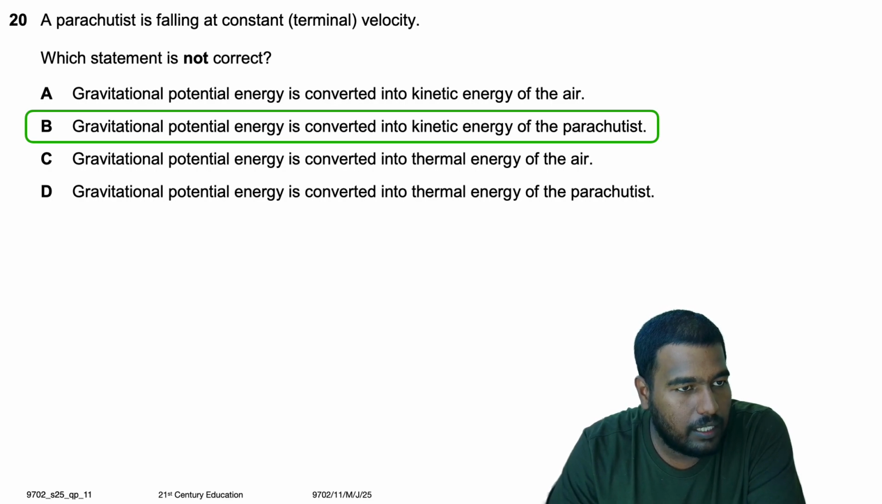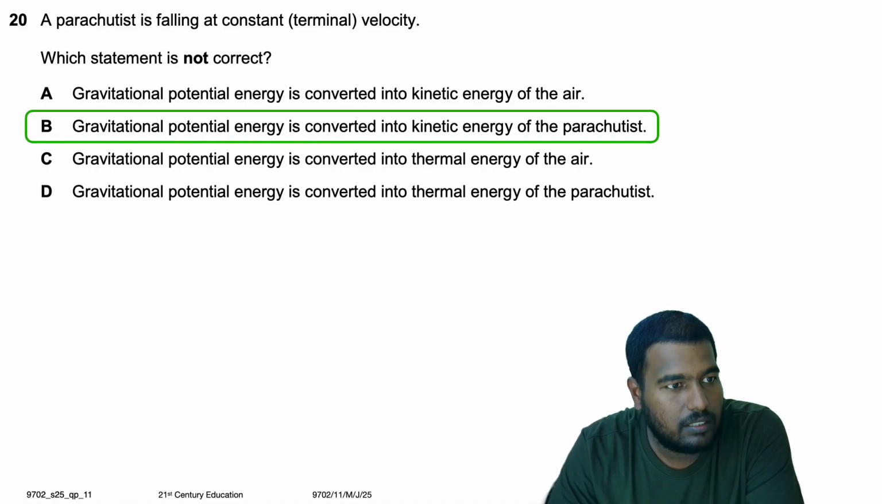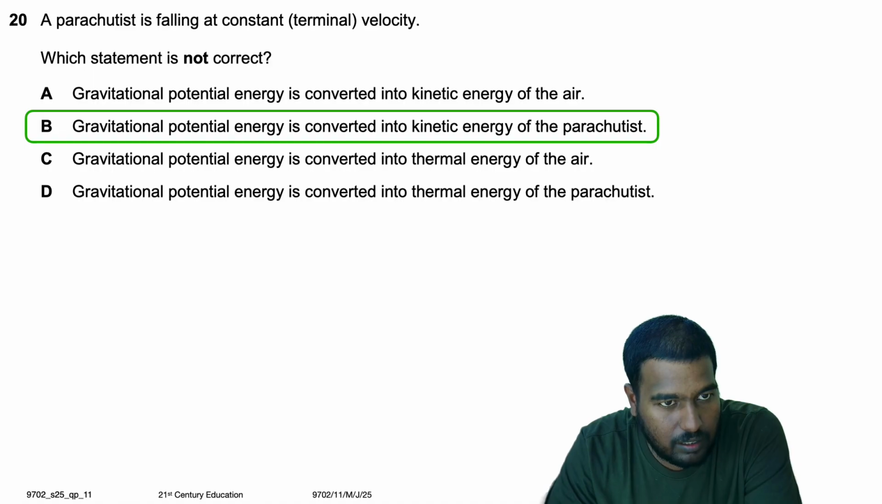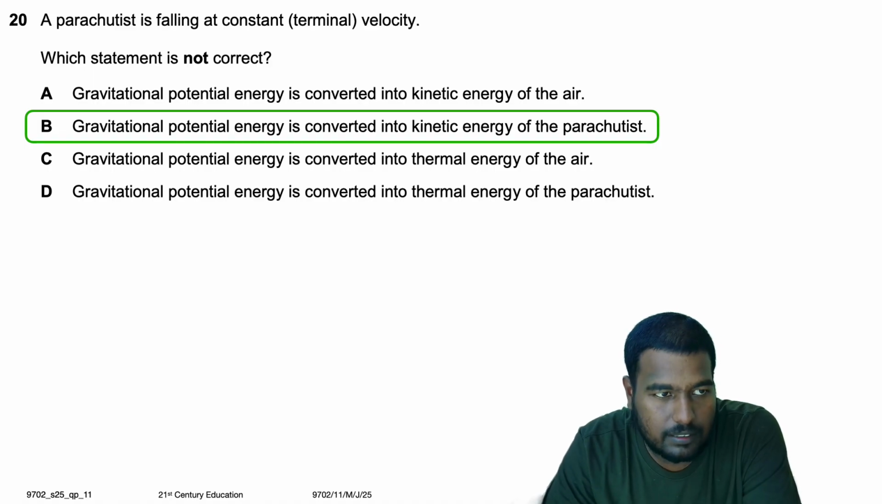Option A, gravitational potential energy is converted into kinetic energy of the air. This is right. Option C, gravitational potential energy is converted into thermal energy of the air. Yes, this is also right. Both are literally the same, A and C. Gravitational potential energy is converted into thermal energy of the parachute. Yes, the temperature will increase. So only B is wrong.